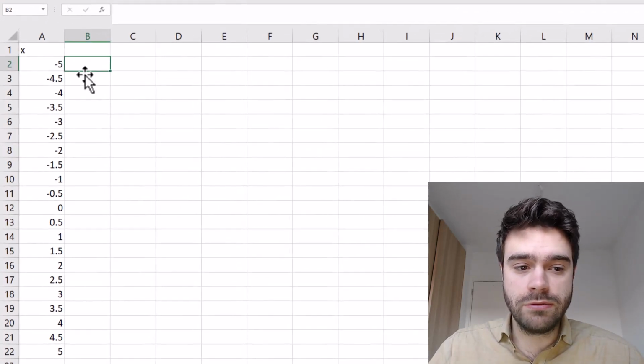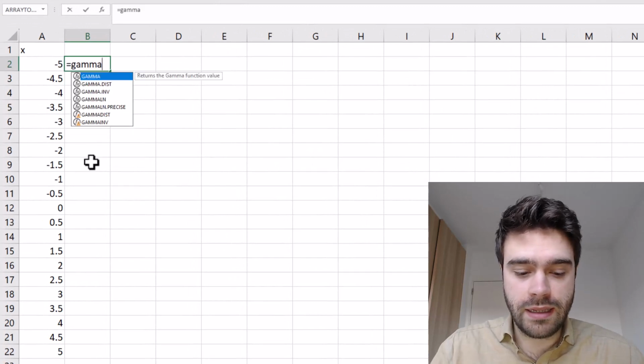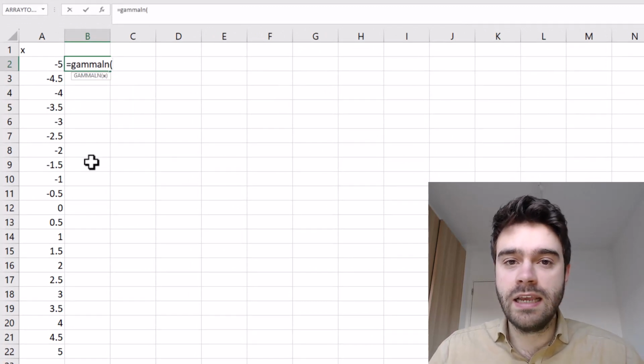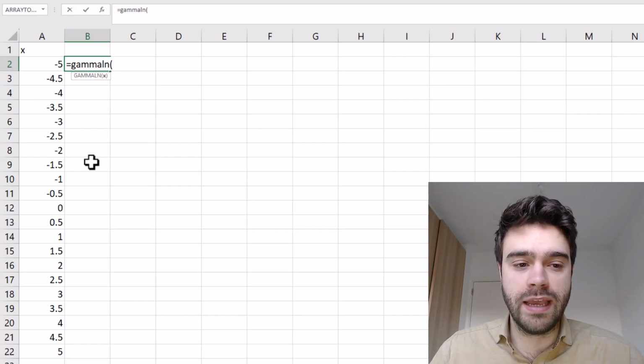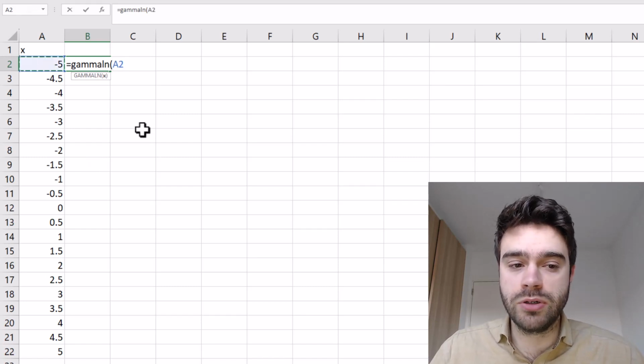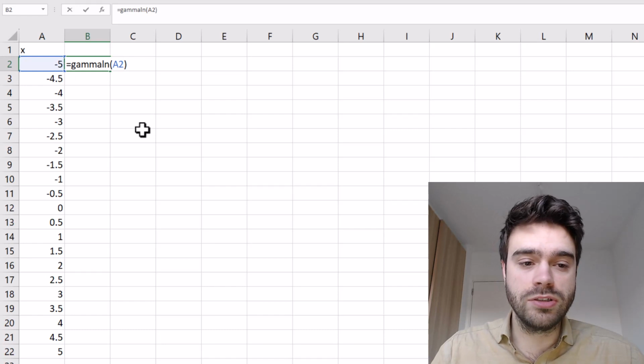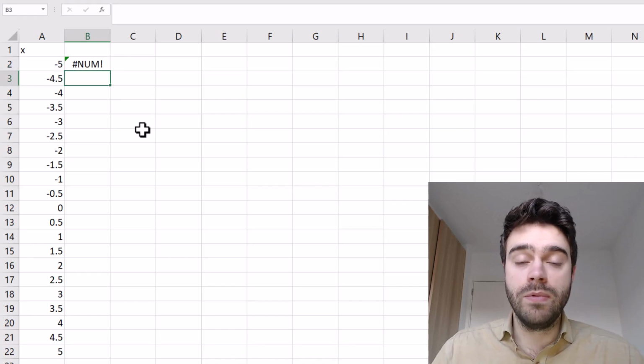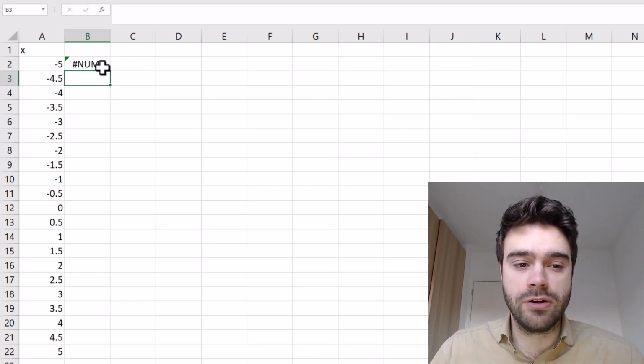So we write equal sign GAMMALN. We open the parentheses and we only have one argument, being the x. So we supply a number to the GAMMALN function. I close the parentheses and press enter. We can see that for -5 we get a calculation error.